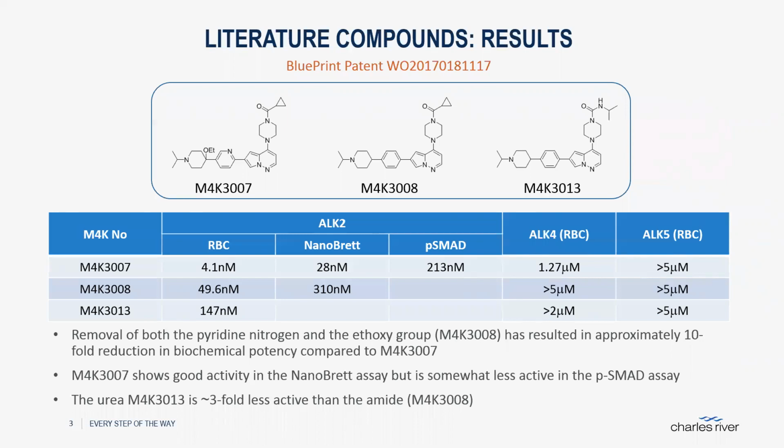This is quite surprising because when we do the dockings, this cyclopropyl ring sits in a very hydrophilic region, and we thought that, well, maybe the urea might be preferential in that position. So those are the results from the compounds. They're all pretty selective over ALK4 and ALK5. So it's interesting to see how selective they are. But obviously, M4K 3007 remains the most interesting of these. So we go on to the next slide, please.